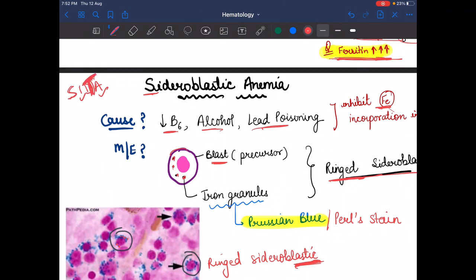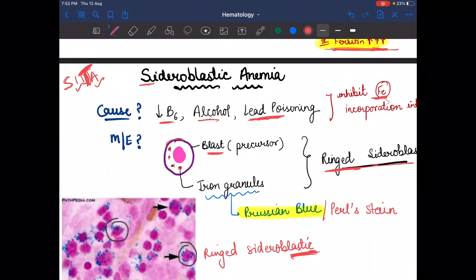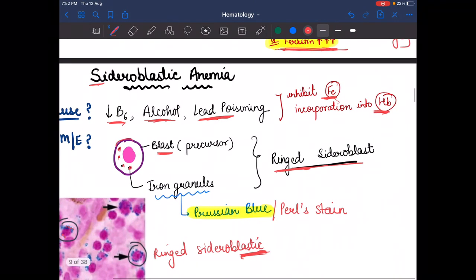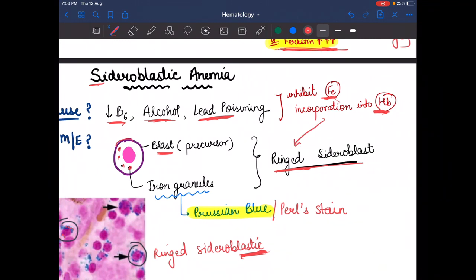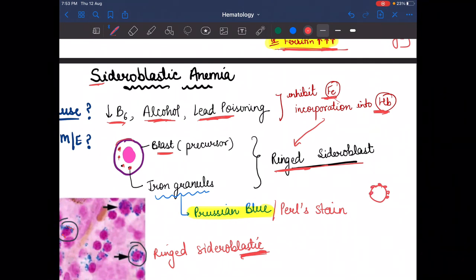As for sideroblastic anemia, one cause is lead poisoning, as I already told you. The causes are vitamin B6 deficiency, alcohol, and lead poisoning. These inhibit the iron incorporation into hemoglobin, meaning they do not allow the iron to enter into the hemoglobin. That's why it causes sideroblastic anemia. In this we find ringed sideroblasts. Ringed sideroblasts are seen, meaning all the iron is present outside the red blood cells. Because it does not allow iron to enter into the hemoglobin, we see the ringed sideroblasts.